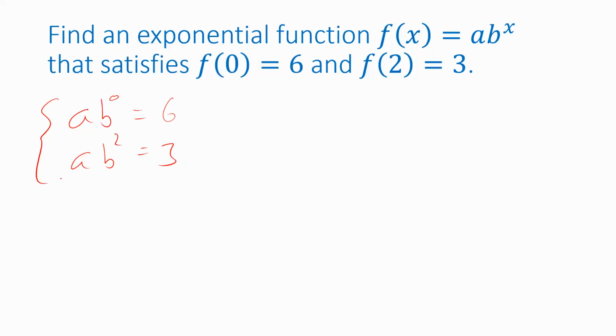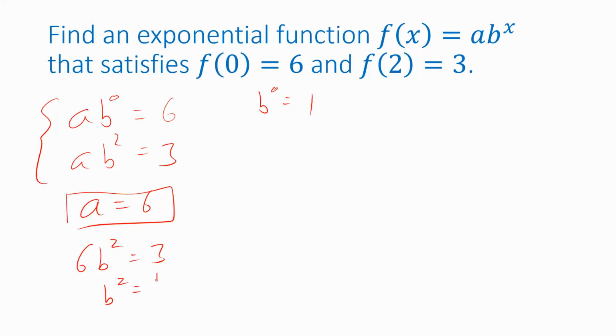Now actually this time I'm going to use a different approach, because I notice that b to the 0 simplifies, right? b to the 0 is the same as 1. So this first equation can actually be written as a equals 6, and we've already found one of the coefficients. So keep your eyes open for opportunities to do that. Now I've got a, so I can plug it into the second equation. Instead of a, we'll write 6 b squared equals 3. So b squared equals 3 over 6, which simplifies to 1/2.